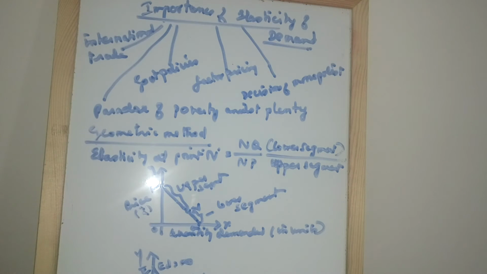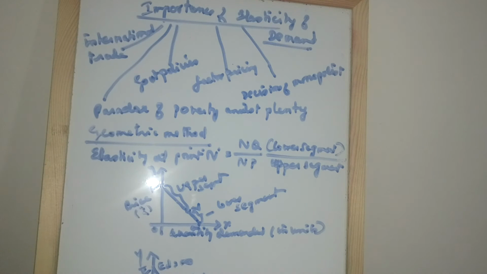Next, factor pricing. Price elasticity of demand helps in determining the price to be paid to the factors of production. So, the share of each factor in the national product is determined in proportion to its demand in the productive activity. If the demand for a particular factor is inelastic as compared to other factors, it will attract more rewards.